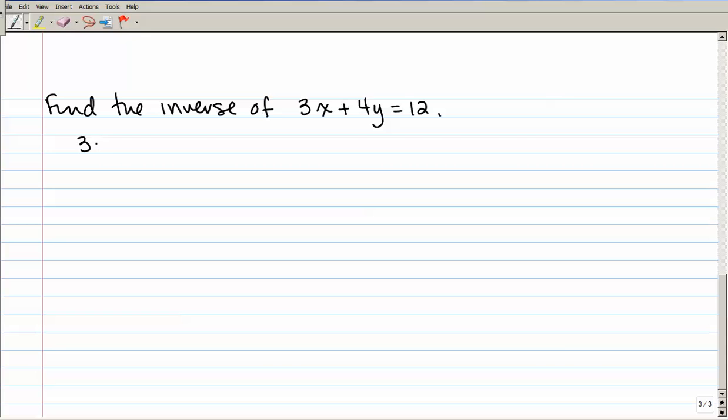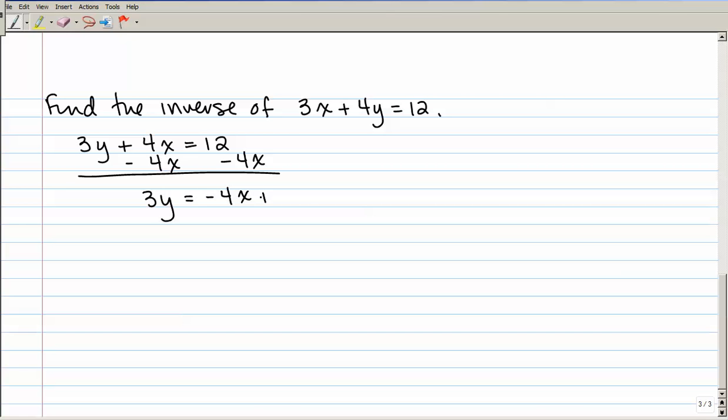So instead of 3x, I'll write 3y plus 4x equals 12. And now I need to solve this for y. I need it to look like slope-intercept form. So subtracting 4x from both sides, I have 3y equals negative 4x plus 12. And now divide everything by 3. I have y equals negative 4/3 x plus 4.